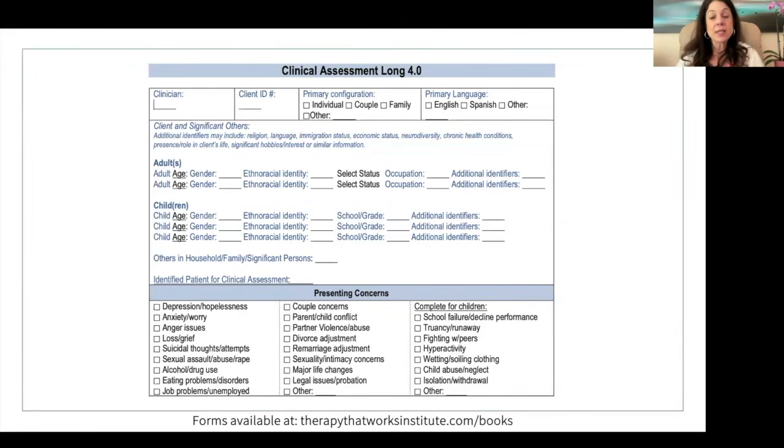And then you can see the presenting concerns. You can just check off the types of things, but this is what the client says they are coming to get help with. The website right here is therapythatworksinstitute.com. People are asking about where to get these forms.